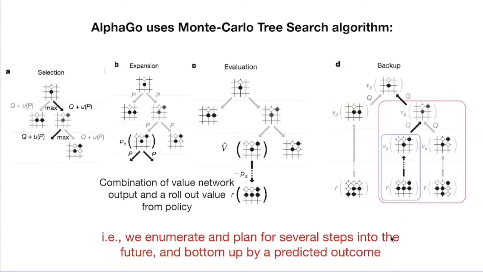Okay, so the bottom line here is that we enumerate and plan for several steps into the future, and we bottom up by a predicted outcome. The predicted outcome helps us to cut the search depth of the tree.